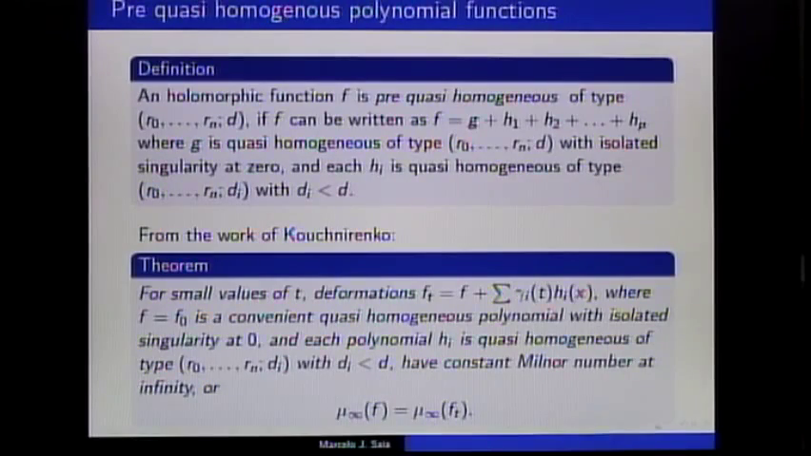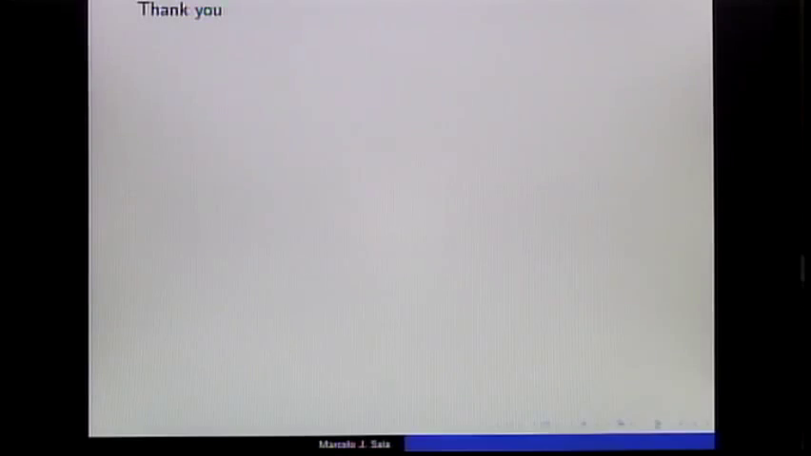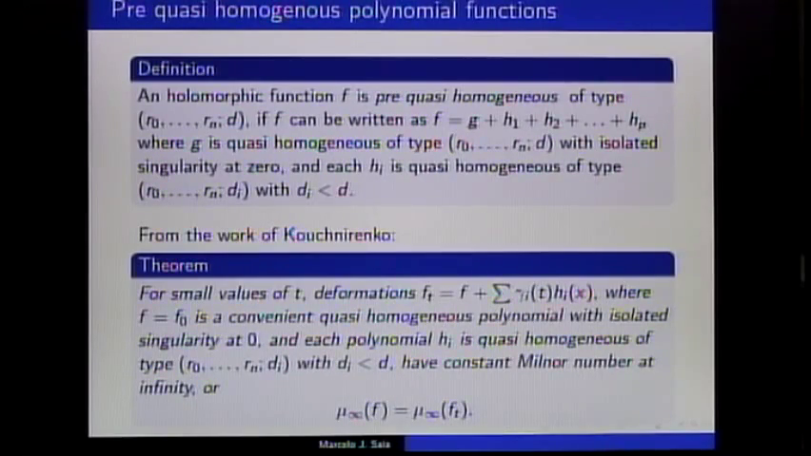we have, from the work of Kouchnirenko, if F0 is a convenient, quasi-homogeneous polynomial with isolated singularity, and each polynomial here is a polynomial, there's only a finite number of monomials inside this Newton polyhedron, is quasi-homogeneous, but with weight degree smaller than, then we also have the constancy of the Milnor number, but the global Milnor number.